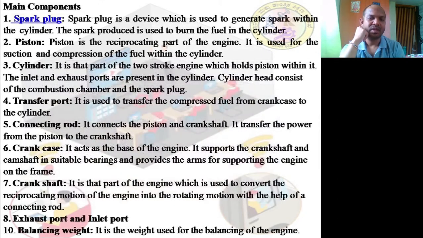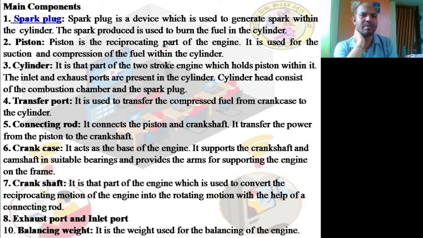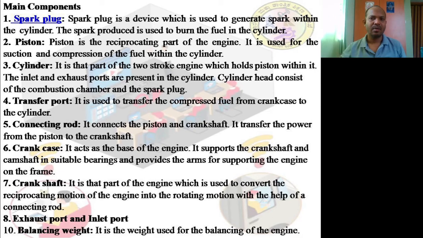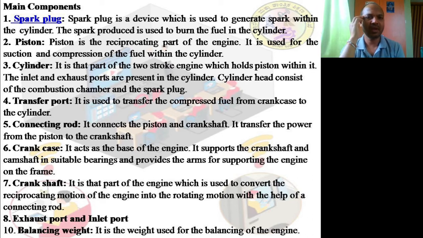Now, the major components. Whenever I say it is a petrol engine, whether it is a two-stroke or four-stroke, a spark plug is mandatory. It should be there. Is that clear? Soon after that, a piston will be there. A spark plug is a device which is used to generate the spark within the cylinder. The spark introduced is used to burn the fuel in the cylinders.